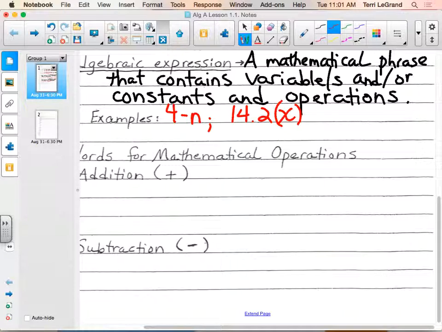Cody? No. Okay, how about the letter y? Would that be an algebraic expression? Does it have to have an operation? Does it have to have a constant? Does it have to have more than one variable? Oh, then couldn't y just be it? Couldn't I just use the letter y and say that's an algebraic expression?